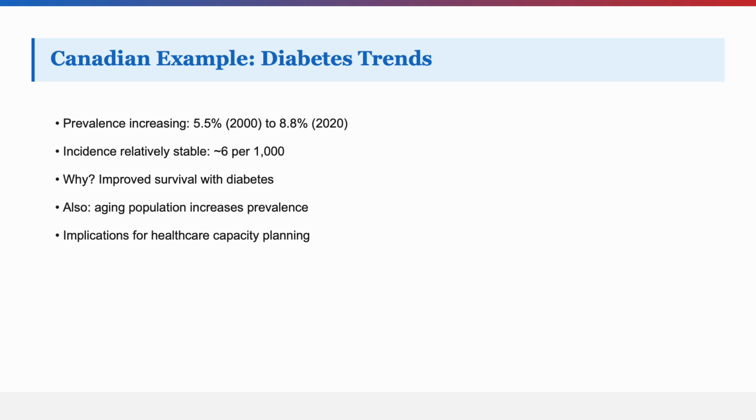This example shows why you need both measures. If you only looked at prevalence, you might conclude diabetes prevention is failing. If you only looked at incidence, you'd miss the growing service burden. Both pieces of information are needed.